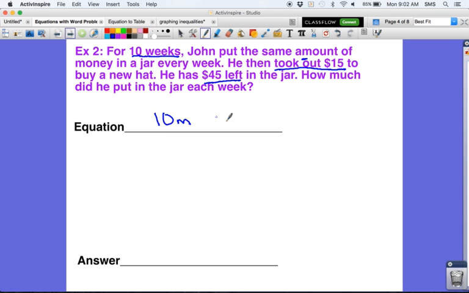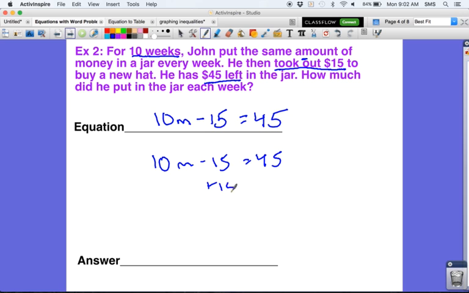Okay? He then takes out $15. So it would be 10 times M minus 15, taking out is a subtraction, and he has $45 left. 10M minus 15 equals 45. This is my equation where M is the amount of money he puts in the jar each week. And now from here, I can go ahead and try to solve this equation.